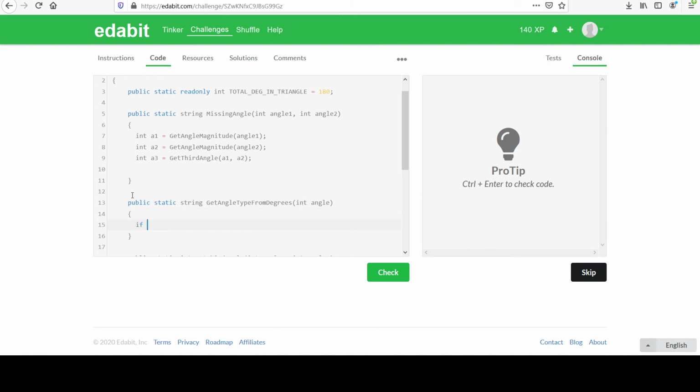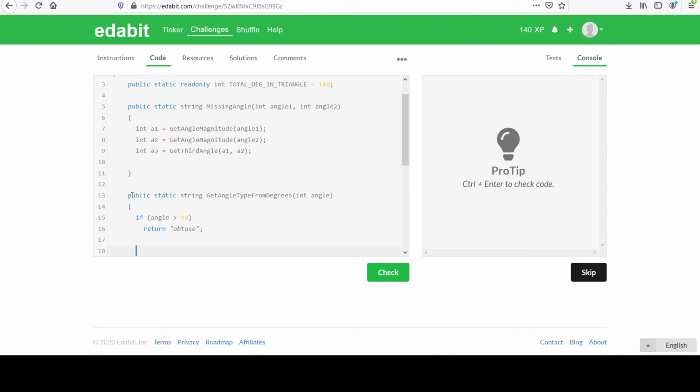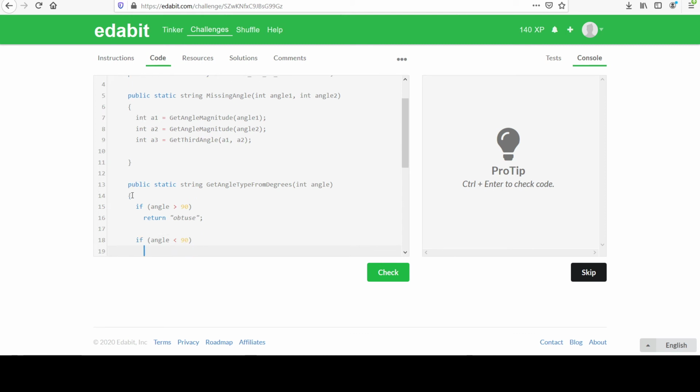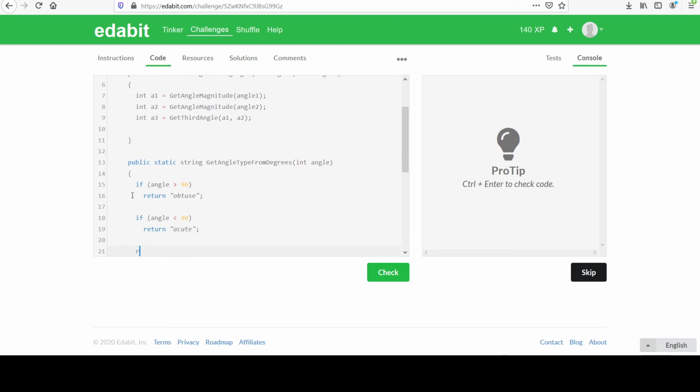And so if angle is greater than 90, we know to return obtuse. If that was successful, then you're already out of the method. If angle is less than 90, return, double quotes, don't forget, like I did, acute, else return right. If I've gotten past both of those conditions, then it's 90, and I'm just going to return right.